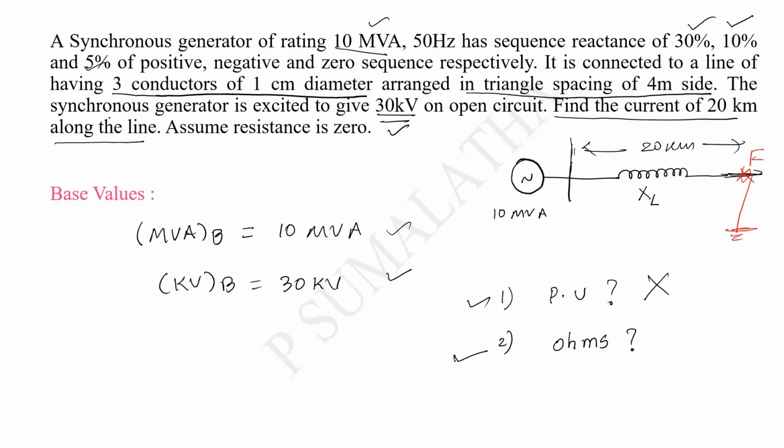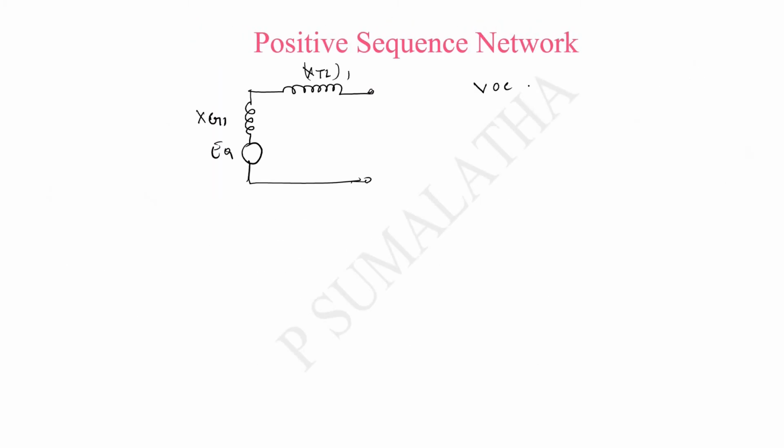Now in the problem they have given the open circuit voltage. You can see here the synchronous generator is excited to give 30 kV on open circuit. So we know that the open circuit voltage is nothing but the Thevenin's voltage. So you can say the VOC, the open circuit voltage, is equal to the Thevenin's voltage, 30 kV. That means we need not find out the Thevenin's voltage. They have already provided it. What else do we need to find out?